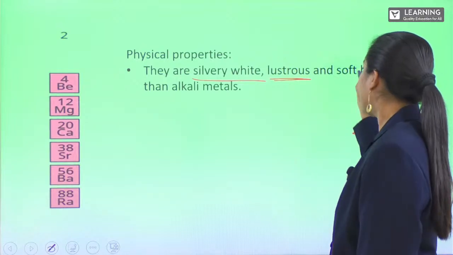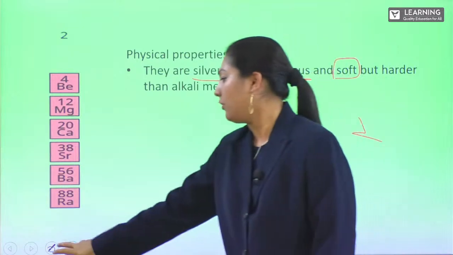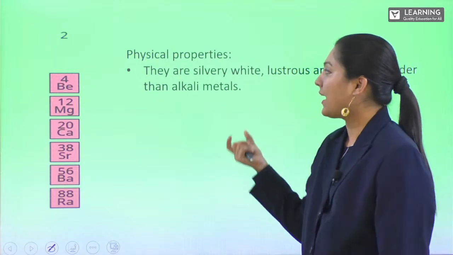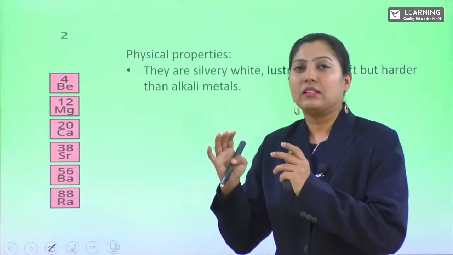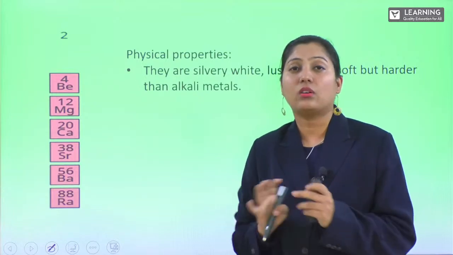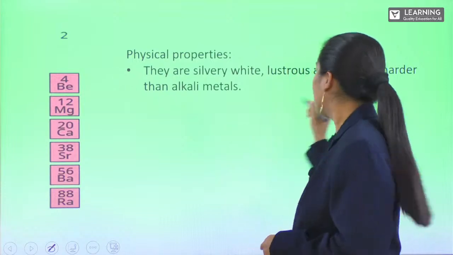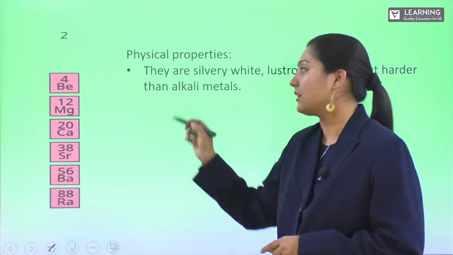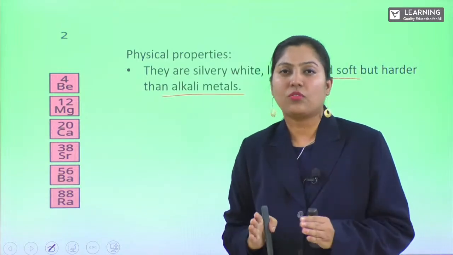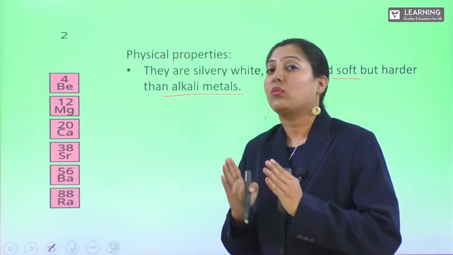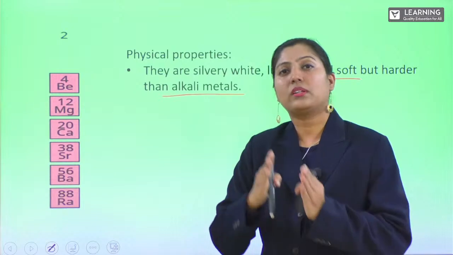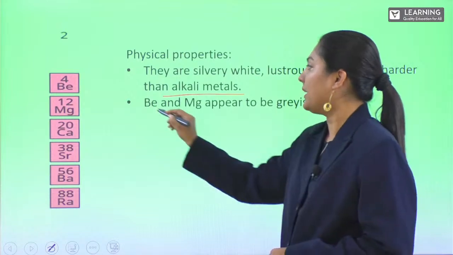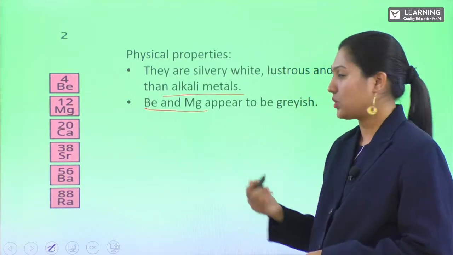And as we know, they are soft metals. Why are they soft metals? Because they are less dense and have softness compared to other elements, but they are not softer than first group elements. They are soft but not softer than alkali metals. They are harder than alkali metals. See, when you are studying the first group, you are just studying their properties, but when you are studying the second group, you have to compare with the first group and then remember them. Beryllium and magnesium appear to be grayish in color.